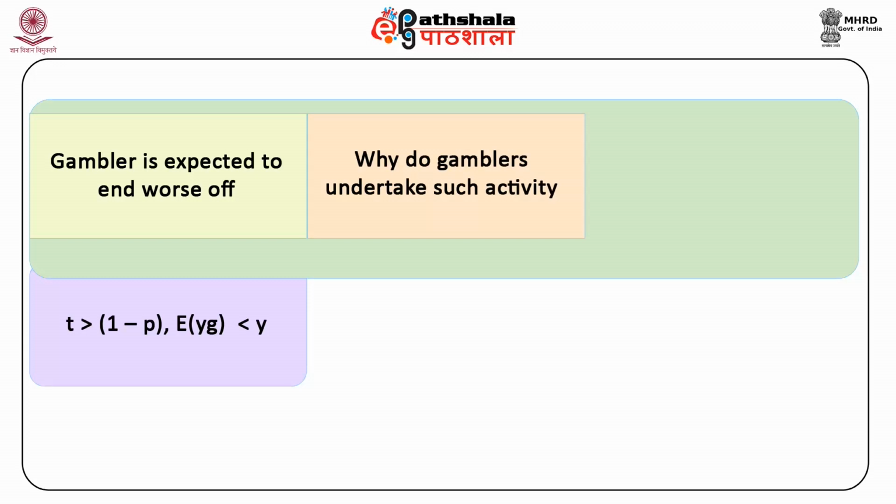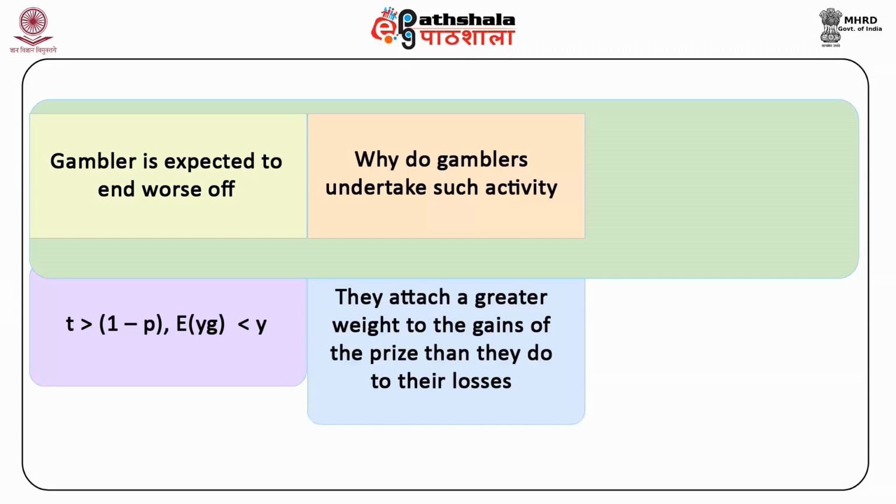The answer lies, as was seen earlier, in the convex shape of their utility functions. They attach a greater weight to the gains of the prize than they do to their losses, the ticket price. Furthermore, the prize is a multiple of the ticket. Consequently, the size of the expected gain in utility outweighs the expected loss of utility.